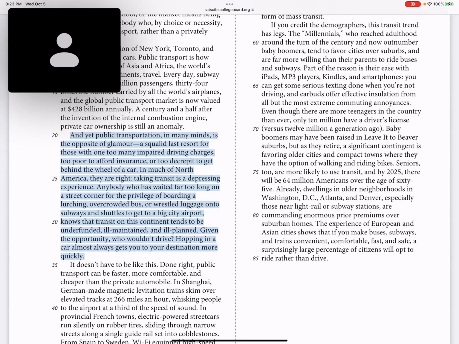Definitely. "Anybody who's waited far too long on a street corner for the privilege of boarding a lurching, overcrowded bus or wrestling luggage onto subways and shuttles to get to a big city airport knows that transit on this continent tends to be underfunded, ill-maintained, and ill-planned. Given the opportunity, who wouldn't drive? Hopping in a car almost always gets you to your destination more quickly." Among all the other ways that it's better, according to that article. Good.